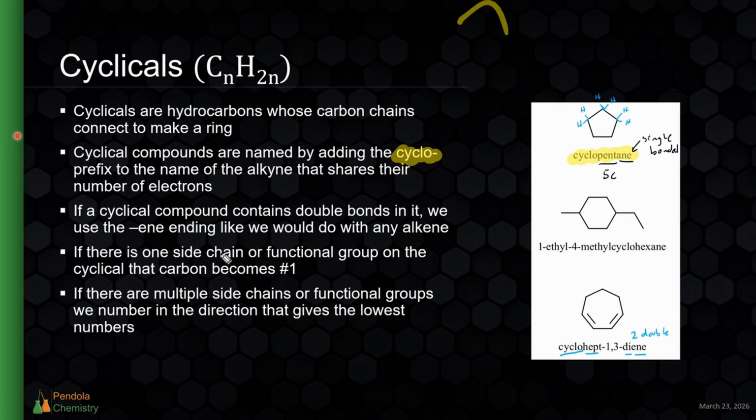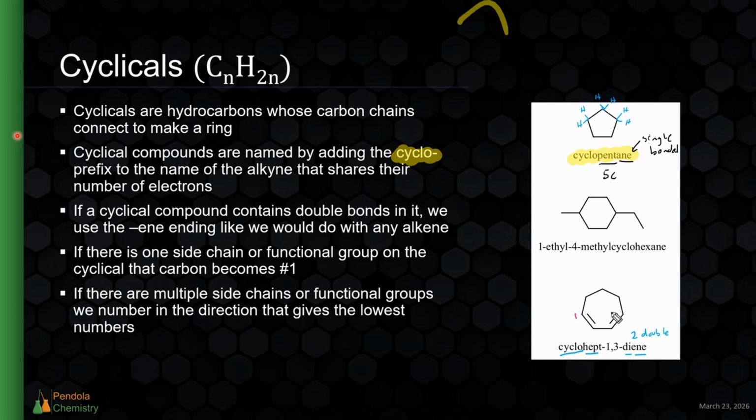If there is one side chain or functional group on the cyclical, then that carbon is automatically carbon 1 and we don't have to say anything about it. But if there are multiple side chains or functional groups, like these 2 double bonds, then we need to go in the direction that gives us the lowest numbers. Meaning that one of these is always going to be carbon 1. And then we choose to go in the direction that's going to give us the lowest numbers around that ring. So let's say we choose to go here, carbon 1. And we could have chosen this, it doesn't really matter.